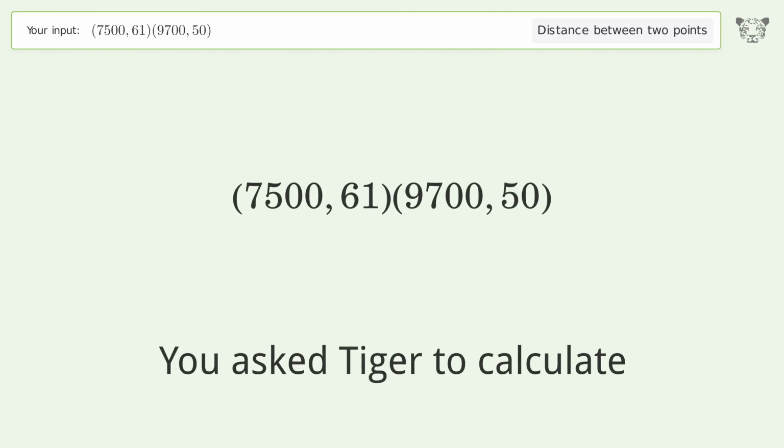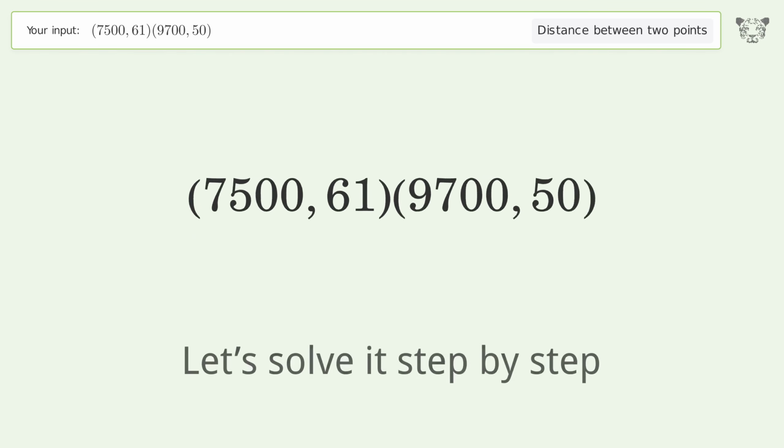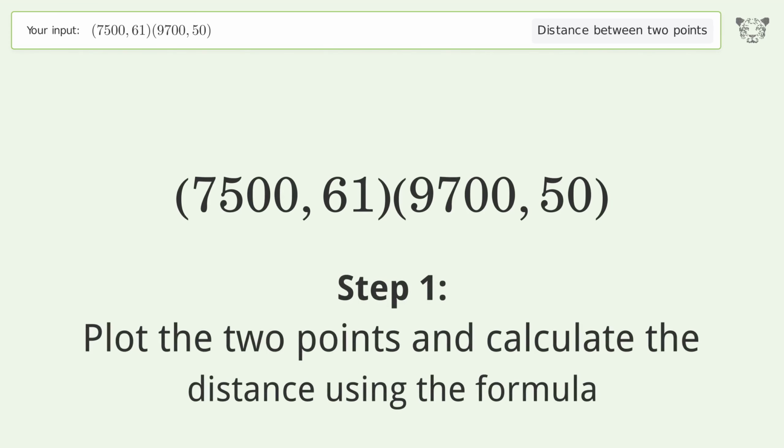You ask Tiger to calculate. This deals with the distance between 2 points. The distance between the 2 points is the square root of 4,840,121, or 2,200.027. Let's solve it step by step. Plot the 2 points and calculate the distance using the formula.